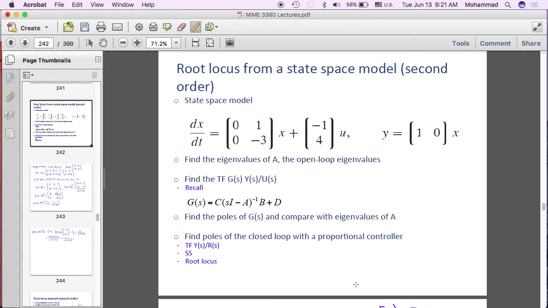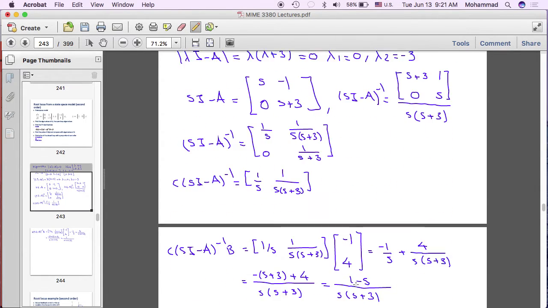So MATLAB has a command that does the calculation that we just did. If you give the four matrices A, B, C, and D to a command called state space to transfer function, it gives you the polynomial for the numerator and the polynomial for the denominator. I wanted to double check our work.